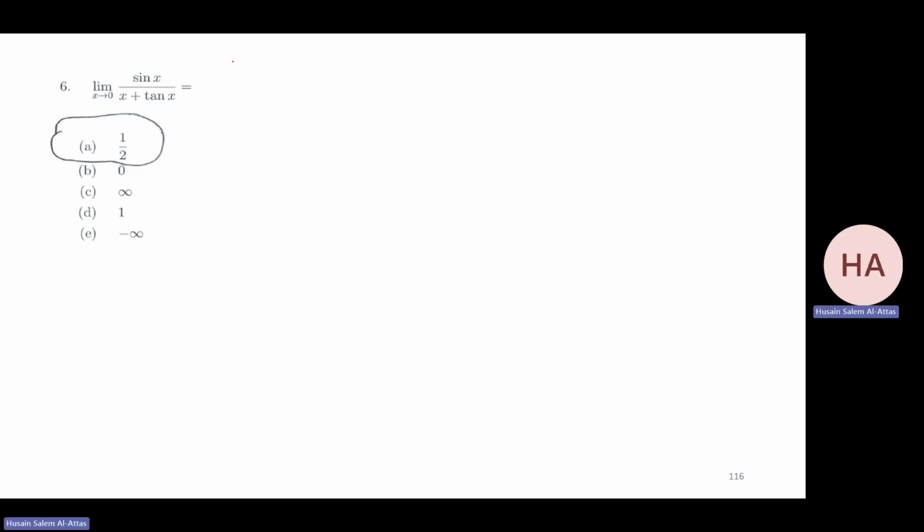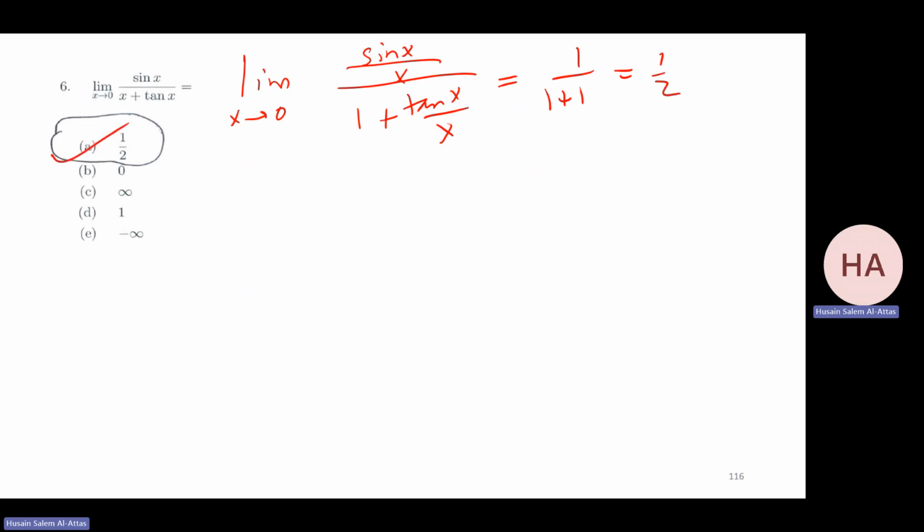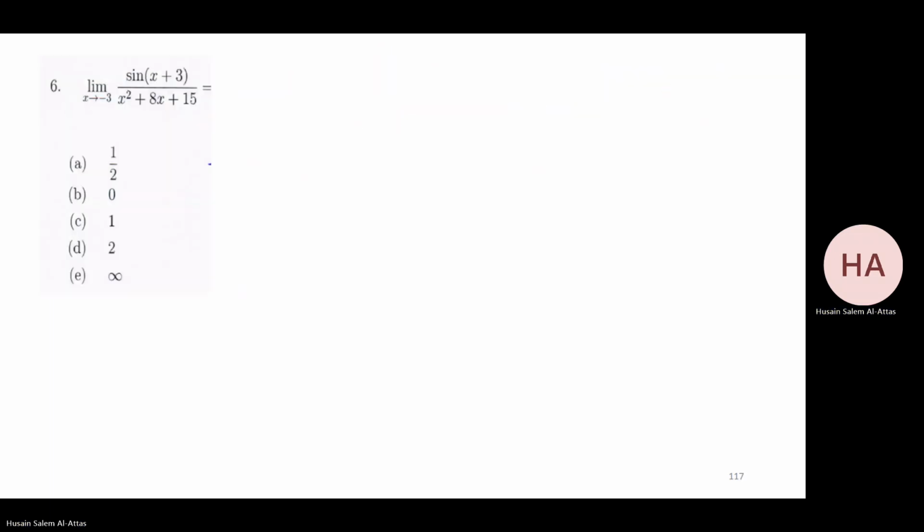Just divide by x, it will be sine x over 1 plus tan x over x. So it will be over 1 plus 1, which is half, which is this. You need to check the argument.